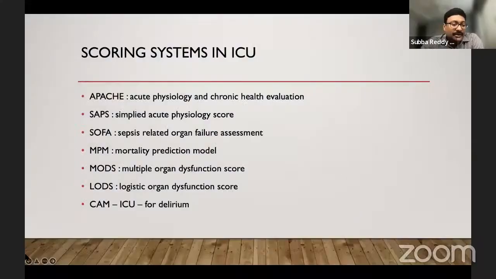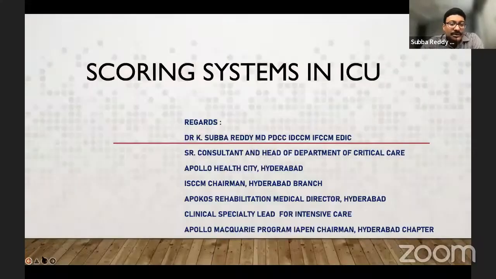Thank you, Dr. Rajesh, for that nice introduction. It's really my honor to be on this platform talking about scoring systems in the intensive care unit, which is a very, very important topic. Scoring systems are required everywhere. We know in anesthesia we have some scoring systems. In intensive care we have scoring systems. And in rehab, the physiatrist and the physiotherapist follow some scoring system.